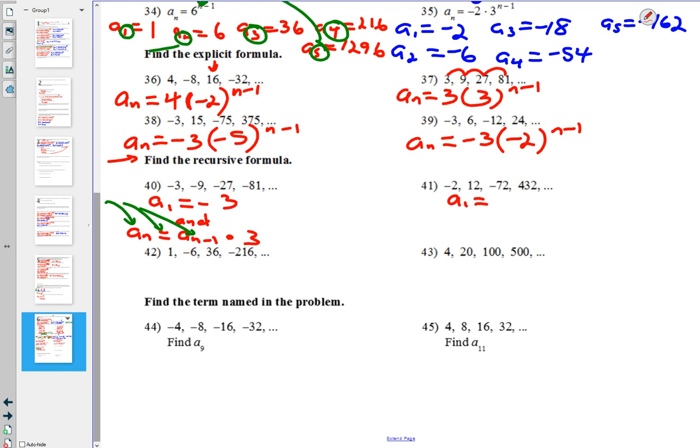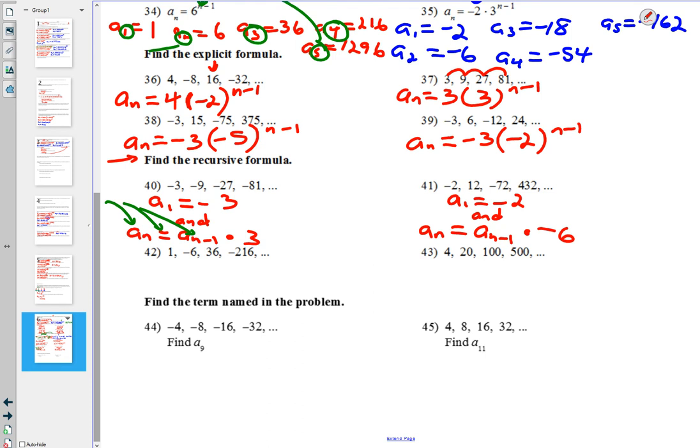Here, this next one, just split it up into two. A sub 1 is, what's the first number? Negative 2. And every new number that is to come after that negative 2 will be the number that came before it, that's not a power, that's called a subscript, it just goes underneath, times what? Negative 6. That's just a recursive definition.